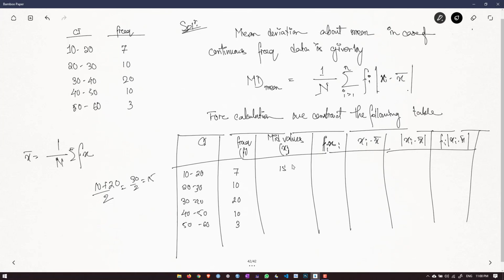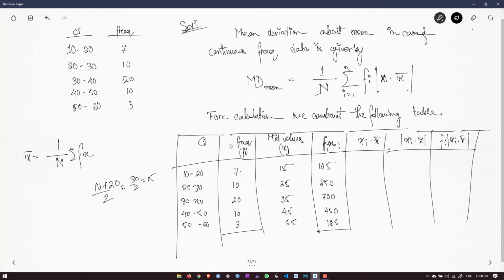So the mid value will be, 20 plus 30, 50, 50 divided by 2, so 25. Next one will be 35, next one is 45, and last one is 55. Right? So we need the calculations of f into x. That means 7 into 15, which is 105. This one will be 250. This one will be 700. This one will be 450, and this one will be 165.